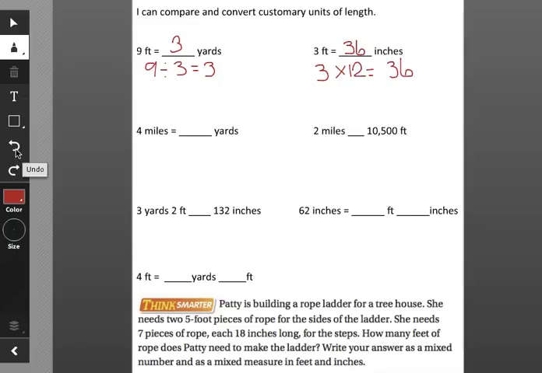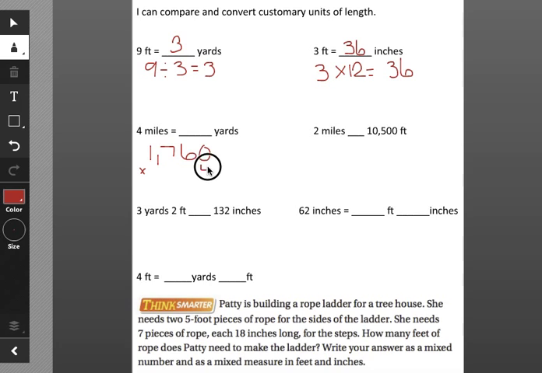Okay, so hopefully you were able to find out how many yards are in 4 miles. If I were to look at my reference sheet, I know that 1 mile equals 1,760 yards. So I need to know how many yards 4 miles has. So what I'm going to do is take 1,760 because that's 1 mile, and multiply it by 4. And that's going to tell me how many yards I have in 4 miles.